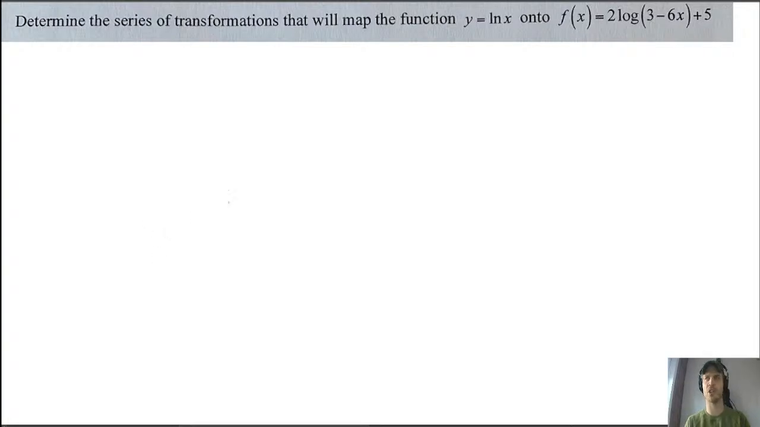Okay. Should I skip 4 or should I just rock it out real quick? Determine the series of transformations. Oh, when you said series, I thought you meant infinite series, which I was a little bit confused. The series of transformations. Okay. So let's say we have a function g of x, which is equal to the log base 10 of x. Yeah, let's just do it.